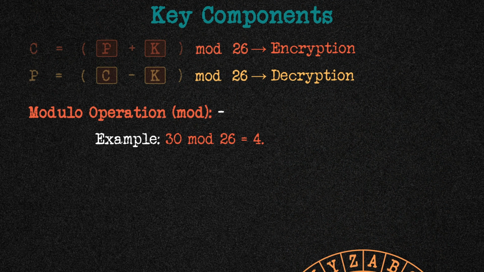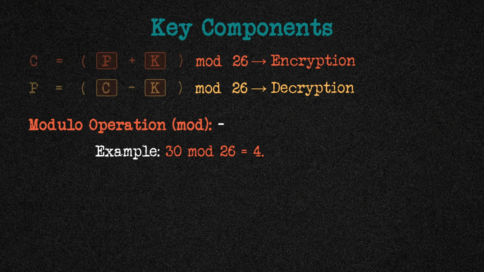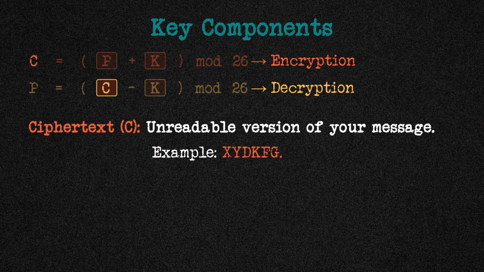By combining our plaintext, key, and modulo math, we generate ciphertext. The ciphertext is the unreadable version of your message. Without the exact key, it is impossible to crack.